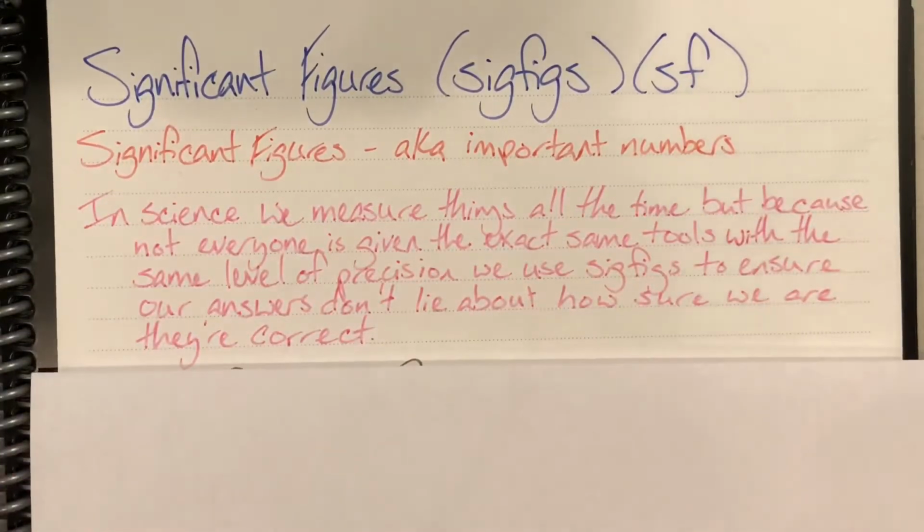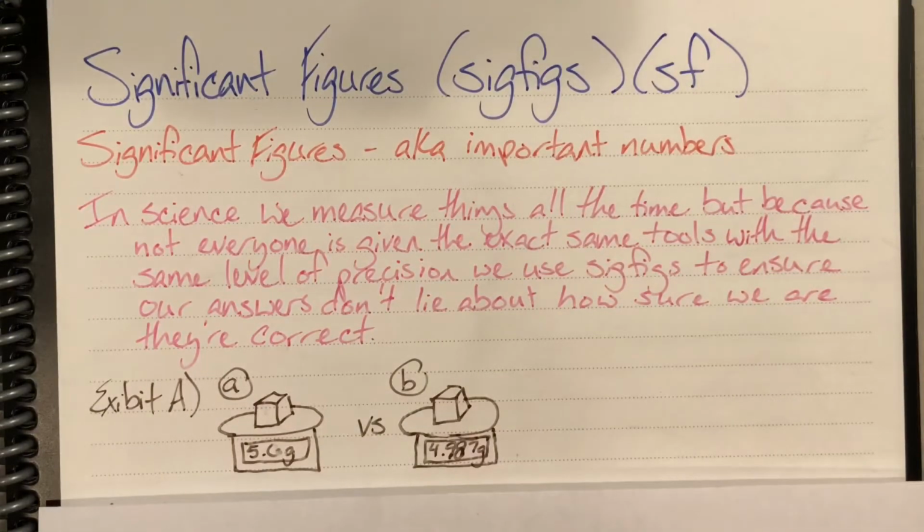In science, we measure things all the time, but we don't always have the exact same materials across all scientists or across all experiments. Since we don't have the exact same materials, we have to let each other know how precise our particular set of laboratory equipment is. We're able to do that utilizing significant figures. We want to make sure that everybody knows exactly how sure we are about our answer so that we don't end up lying to them and saying that we are way more confident than we actually should be.